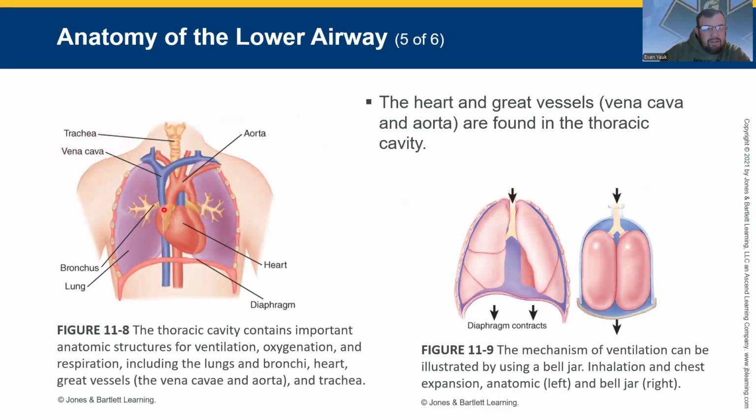Trachea, the vena cava, bronchus, lungs, heart, diaphragm, aorta. We've kind of talked about all this in other chapters. So the heart, the great vessels, vena cava, and aorta are found in the thoracic cavity. We talked about how the lungs work and how the diaphragm works.